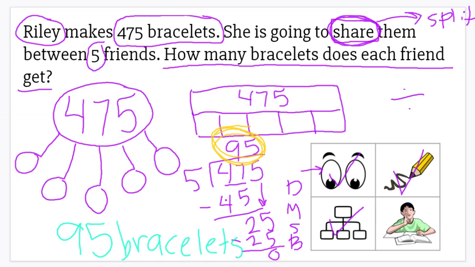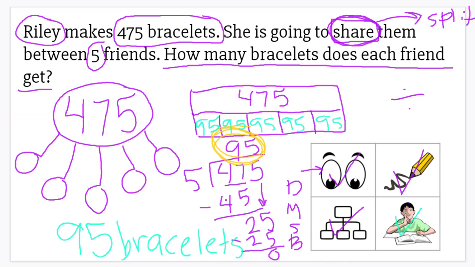If I'm taking a bigger number and breaking it into smaller pieces, then I'm going to have a smaller answer. So if I fill my strip diagram back in, I have 475 broken into 5 pieces would give me 95 bracelets for each friend. I have solved, and I checked for reasonableness.